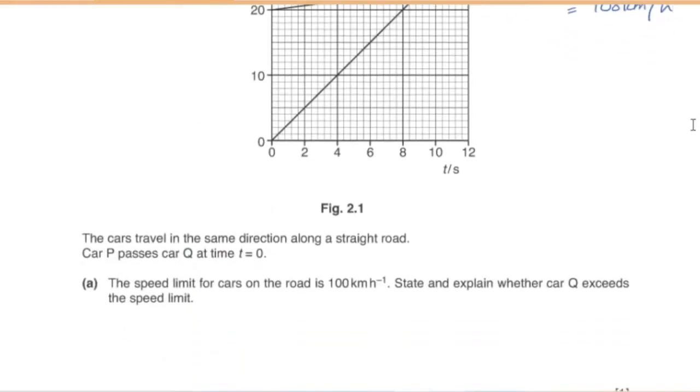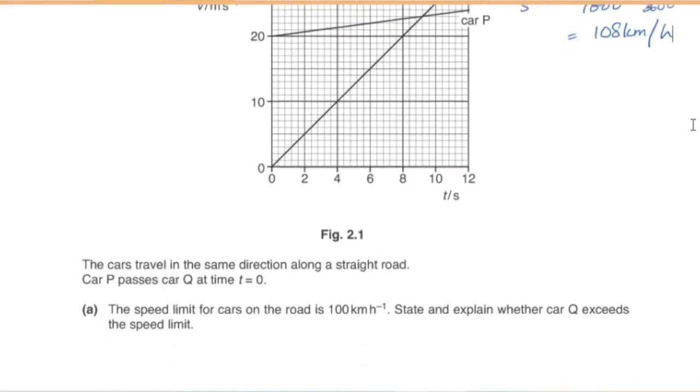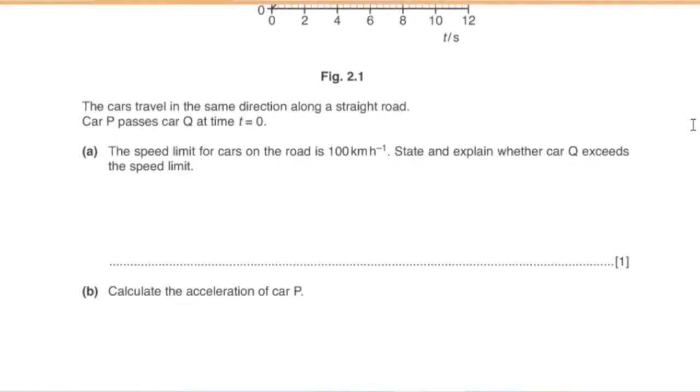The speed limit on the road is 100 kilometers per hour, and car Q has reached a maximum speed of 108 kilometers per hour. So yes, it is over the speed limit. So 30 meters per second is equal to 108 kilometers per hour. Car Q is over the speed limit.